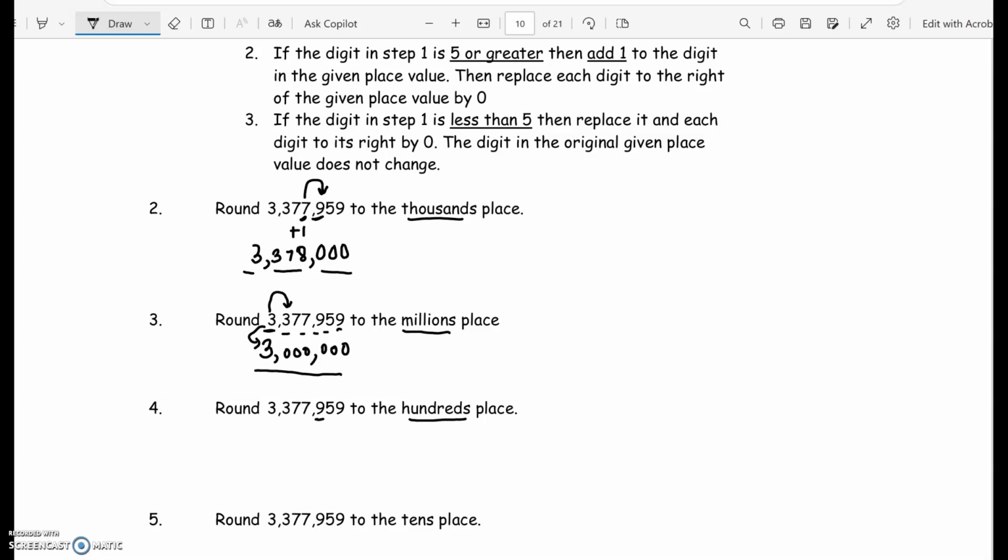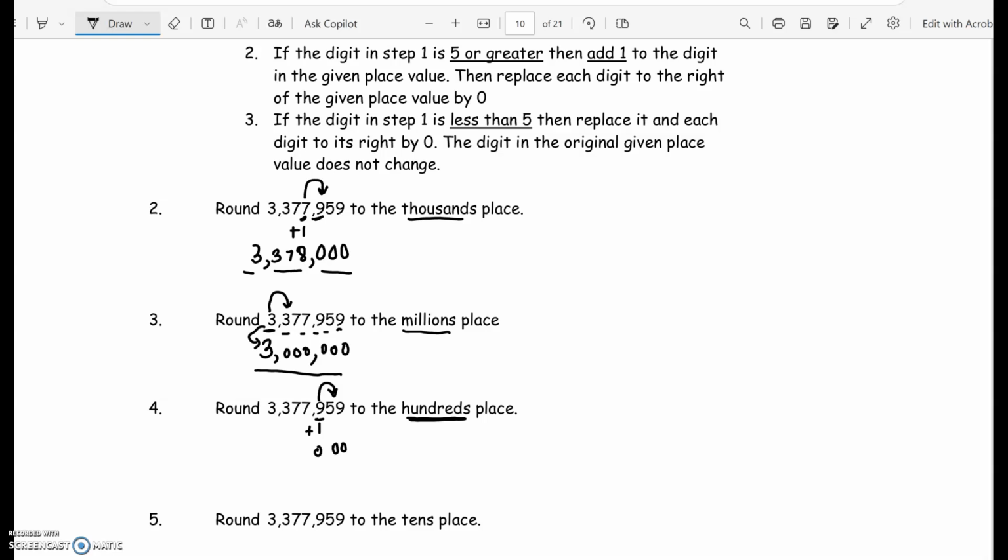Let's start again. We round it to the hundreds place. This is the hundreds place. One place value to the right, it's a 5. If it's a 5 or above, we round up, which means we add a 1 to the hundreds place. Everything else becomes a 0 after that. So 2 zeros at the end because we are rounding to the hundreds.